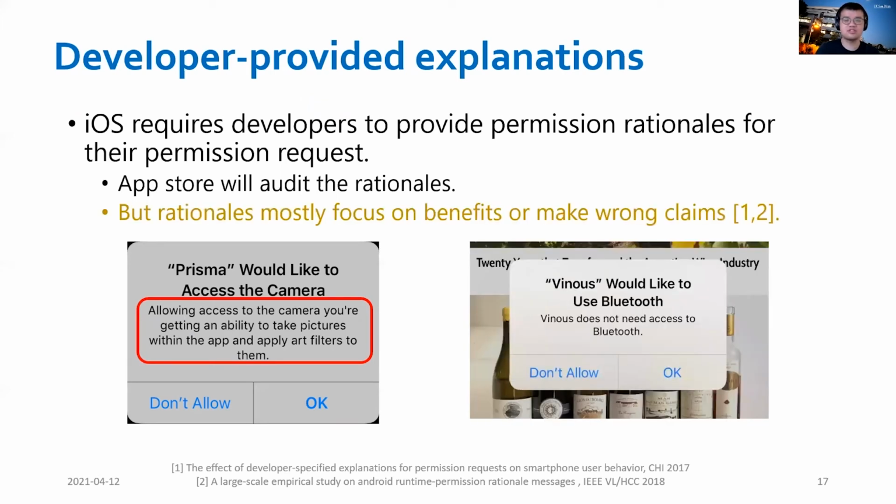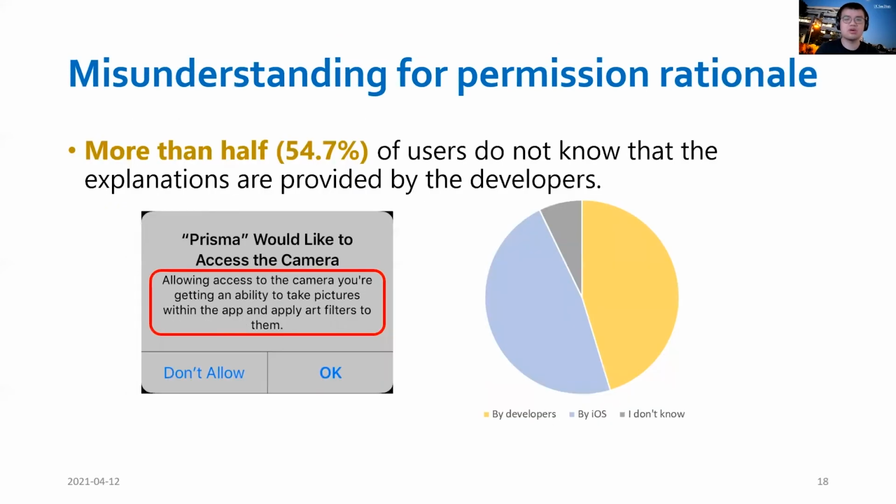However, this rationale message is mostly focused on the benefits, and they may even include wrong claims, making it hard for users to understand. To explore users' comprehension of such permission explanations, we also include related questions in the survey. We find that there is a common misunderstanding of the provider of the permission rationales. More than half of the users believe the message is from iOS, or they are not quite sure.